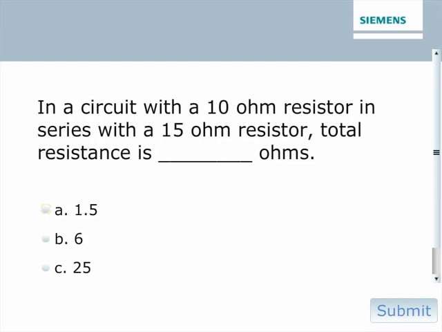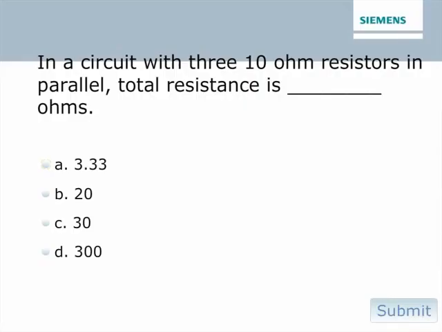Question 2. In a circuit with a 10 ohm resistor in series with a 15 ohm resistor, total resistance is blank ohms. Is it A, 1.5, B, 6, C, 25, or D, 150? Question 3. In a circuit with 3 10 ohm resistors in parallel, total resistance is blank ohms. Is it A, 3.33, B, 20, C, 30, or D, 300?